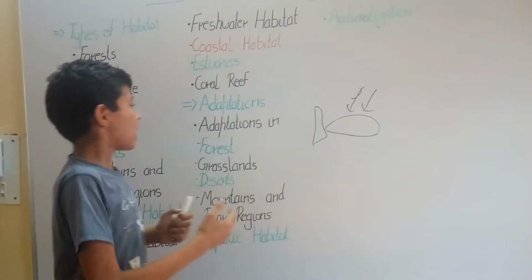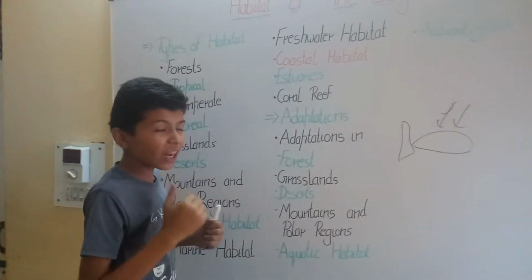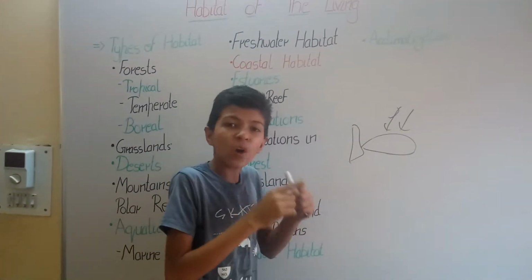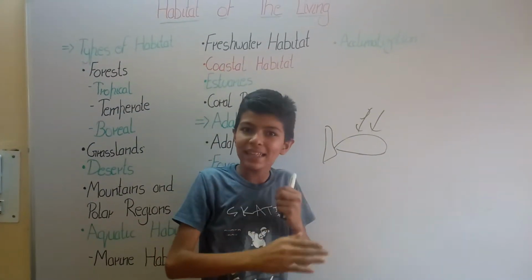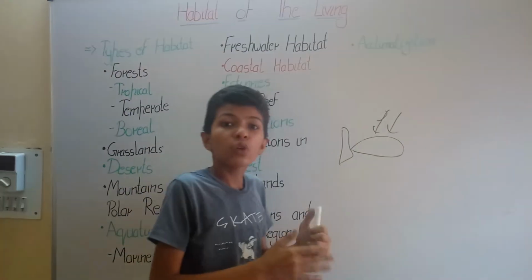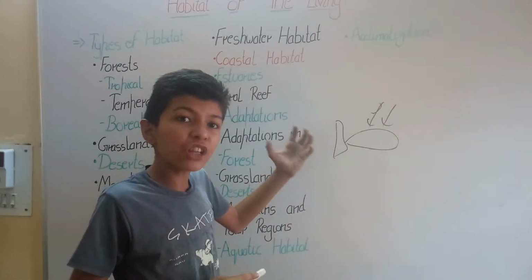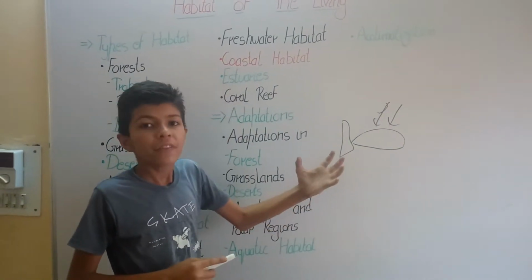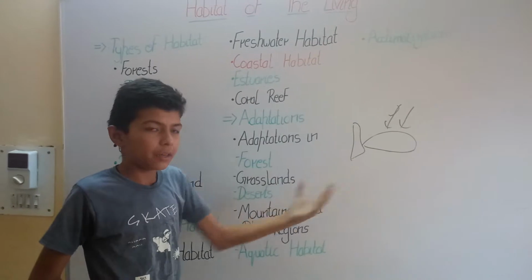Then we have adaptation in the boreal forest. In the boreal forest, the trees have conical leaves which help them to slide the water off easily, and they help to reduce water loss. The adaptation in the animals is the same as in the temperate forest. They migrate or hibernate.